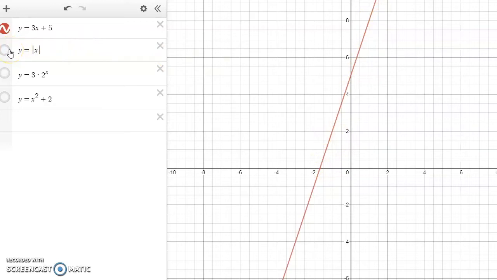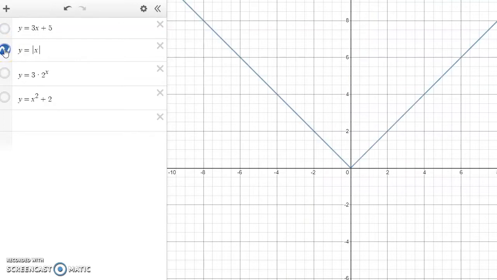Next on the list of past functions that we've talked about, we have the absolute value function. Anybody have any idea what shape this is going to be? That's right, this is going to be a V-shaped graph. Absolute value will always be a V-shaped graph.